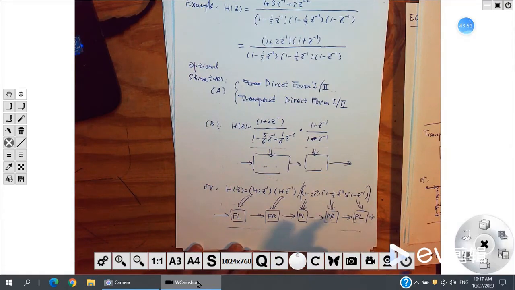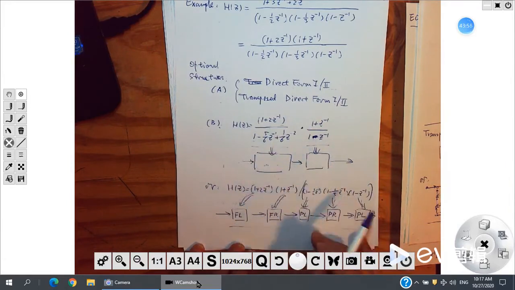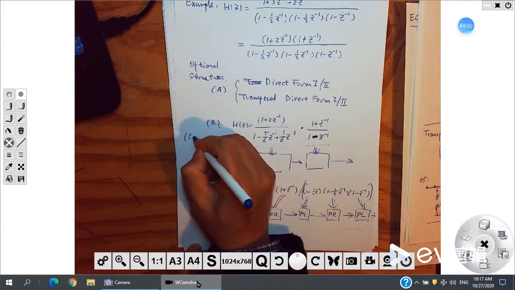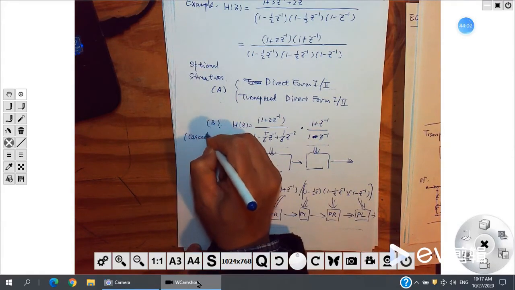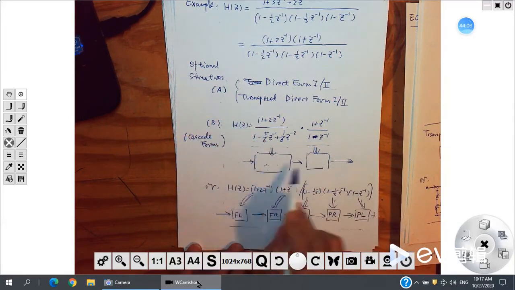Right? Okay. So I say this. Yeah, you can have different ways. So this B, I call them cascade forms. All of them are cascade forms because you have several parts and they are connected in a cascade way.